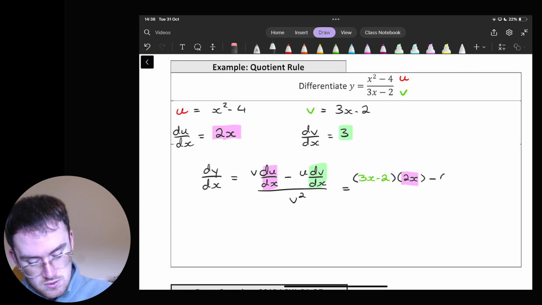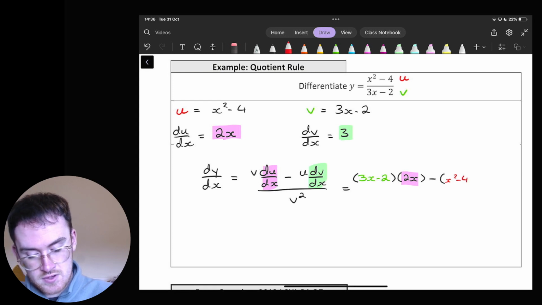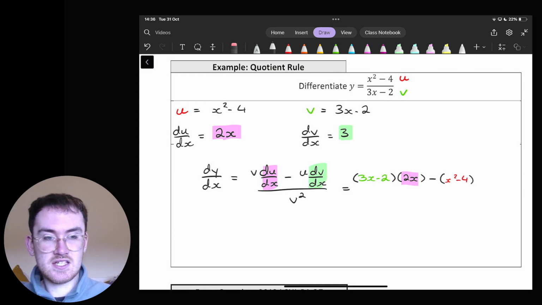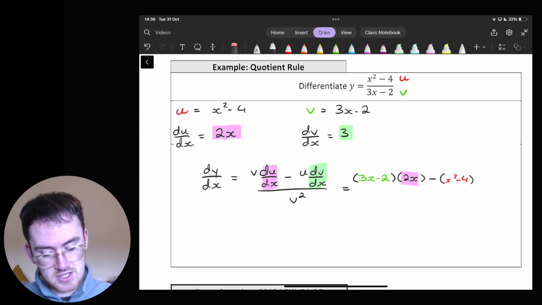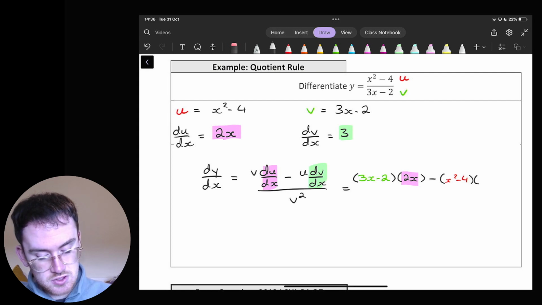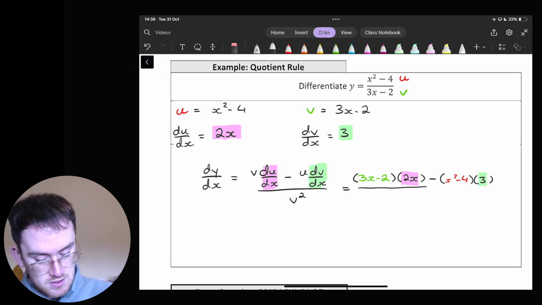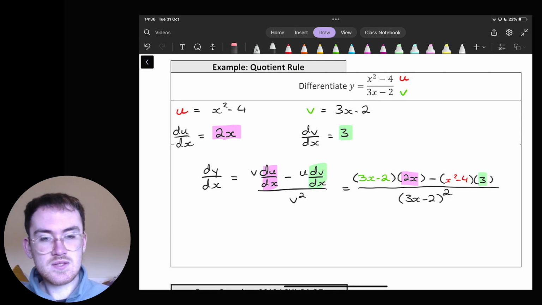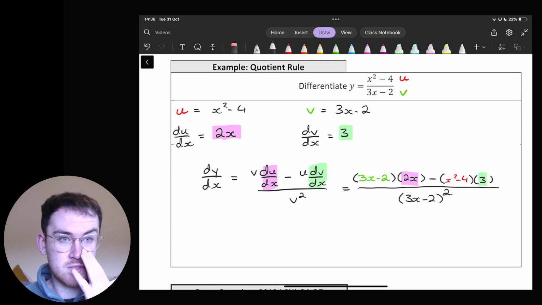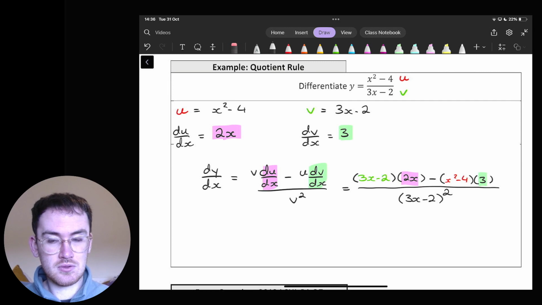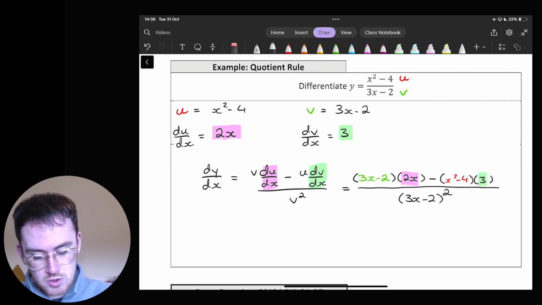minus u. So making sure here that we're making use of a bracket because we're going to have to distribute that negative across there. So minus x squared minus 4 times dv dx, which is just 3. And it's all over v squared. So v is 3x minus 2 squared. And generally with these ones, we will leave that bottom expression as it is. We would only really multiply it out if it's going to clearly save us some work.